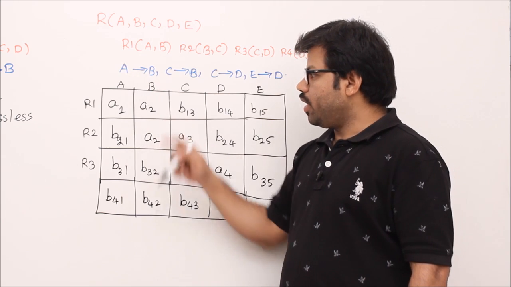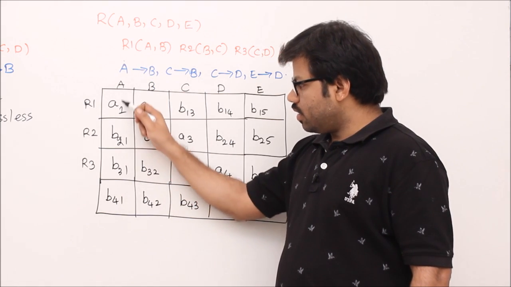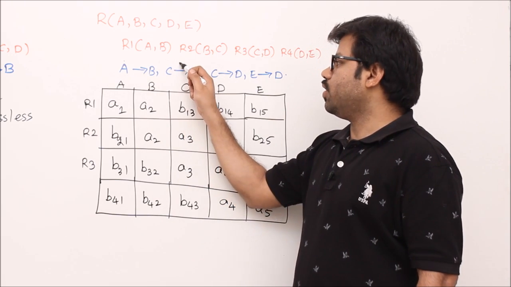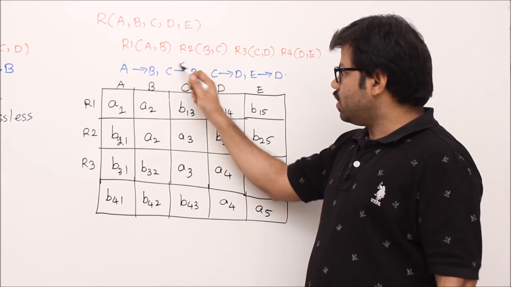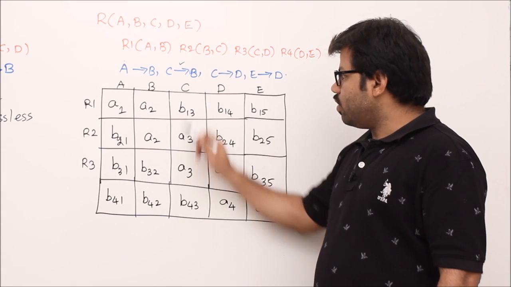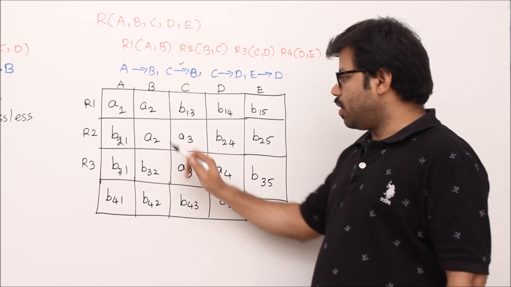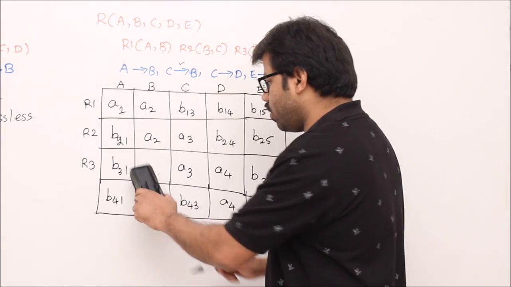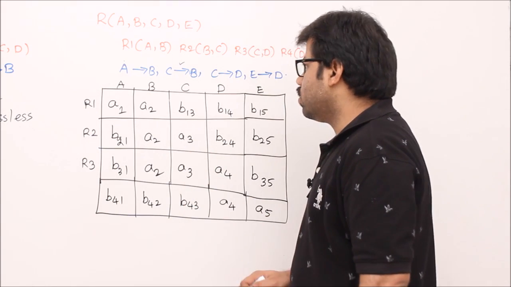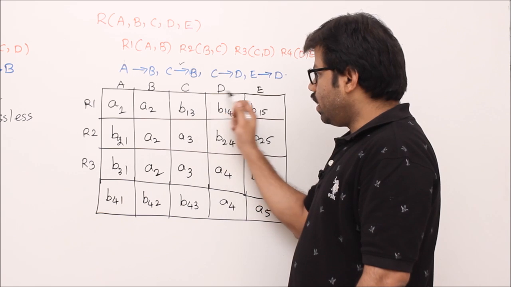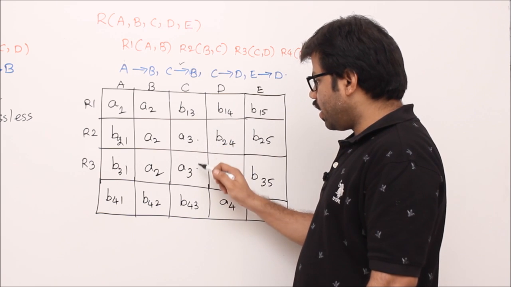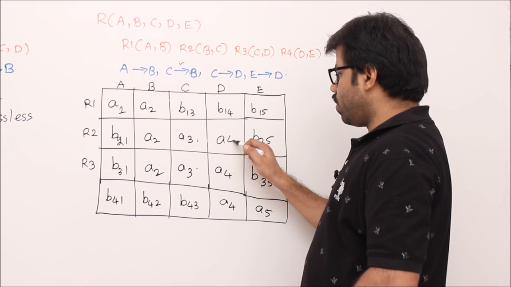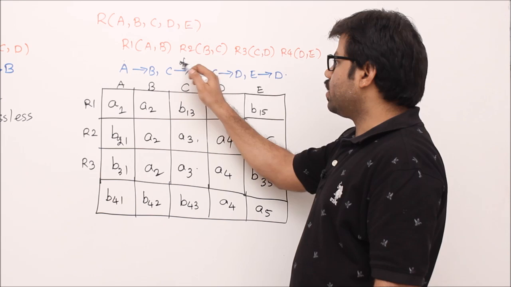So A to B. Whenever A values agree... no, no A values are agreeing. So don't do anything, just continue to C to B. In C to B, do any two C values agree? Yes, A3, A3. Then the corresponding values should be equated. Here one of them is A, so the other value we also make A2, right? Next, C to D. Here these two C values are agreeing, then the D values we have to make equal, so it will become A4, right?